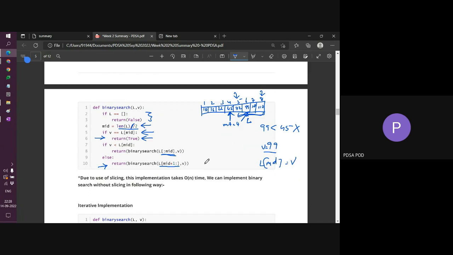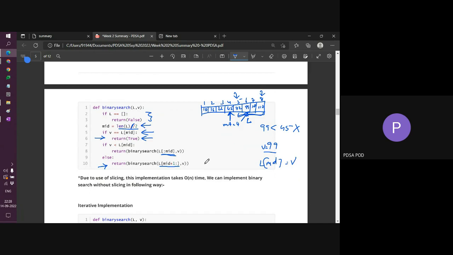So just for teaching the concept, sir has used it to avoid so many indices, so many tuples in the input. Now it is simple here: L comma V, and you understand it. So if you just accept that the slicing takes only constant time, it is fine. But internally, if you do a deeper analysis, you will see that the slicing takes O of n.